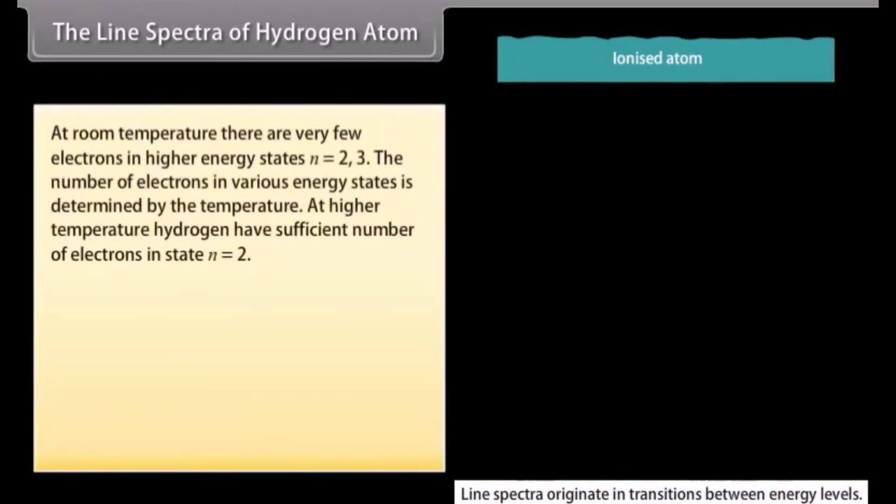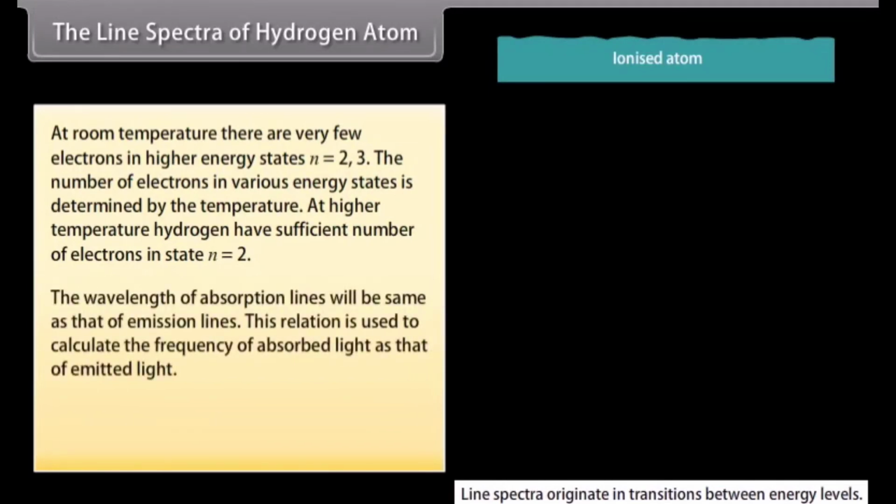At room temperature, there are very few electrons in higher energy states, n as 2 and 3. The number of electrons in various energy states is determined by the temperature. At higher temperature, hydrogen have sufficient number of electrons in state n as 2. The wavelength of absorption lines will be same as that of emission lines. This relation is used to calculate the frequency of absorbed light as that of emitted light. E2 minus E1 equals h nu 12, which is equal to hc upon lambda 12.